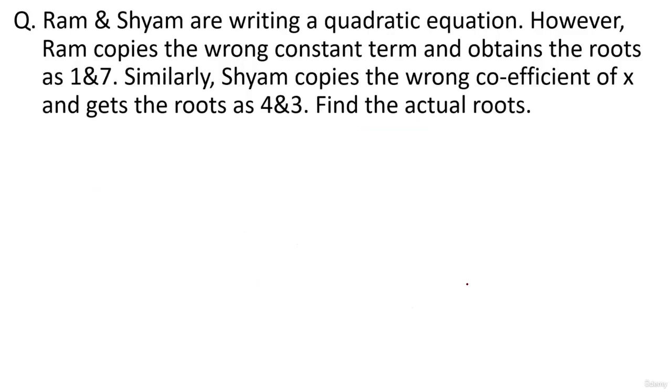Ram and Sham are writing a quadratic equation. However, Ram copies the wrong constant term and obtains the roots as 1 and 7. Similarly, Sham copies the wrong coefficient of x and gets the root as 4 and 3. Find the actual roots. Okay. Now it's a very conceptual and a very important question to discuss because इससे काफी कुछ चीजें हमारे सामने clear हो जाएगी. Let's suppose I'm writing a quadratic equation, okay, having roots 2 and 3.